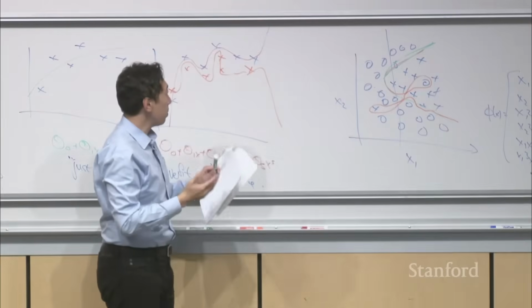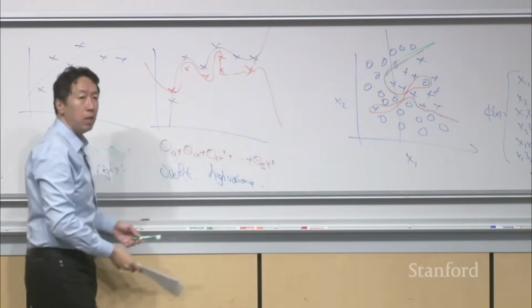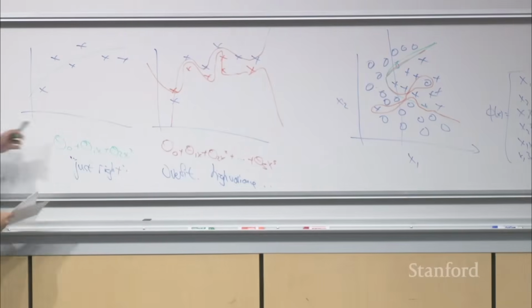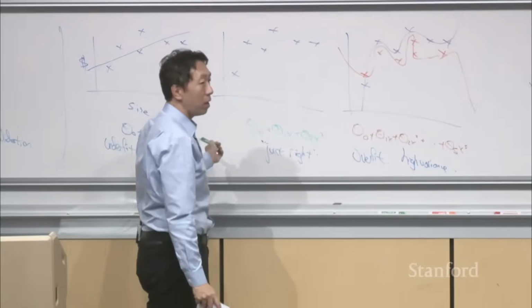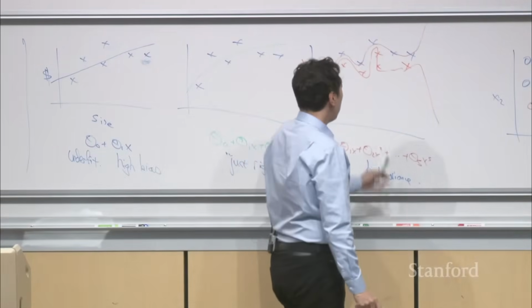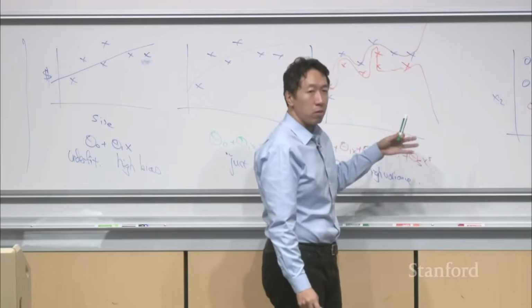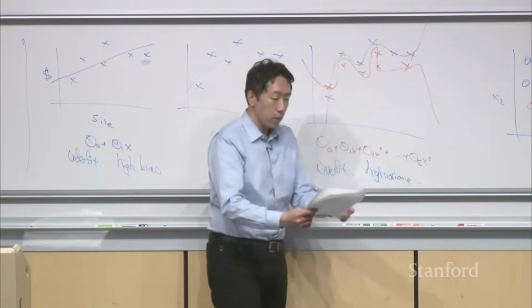The green line seems to be a pretty good way of separating positive and negative examples that's just right. Similar to these colors here, the blue line underfits because it's not capturing trends that are pretty apparent in the data. The orange line overfits. It's a much too complicated hypothesis, whereas the green line is just right. Okay.